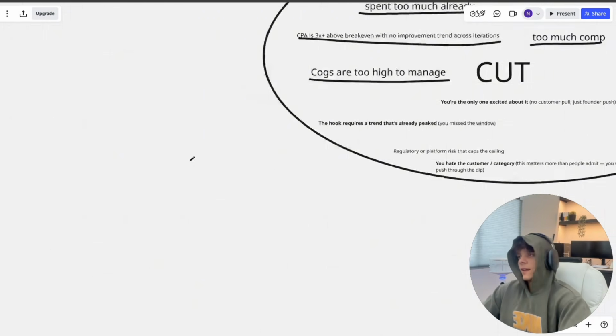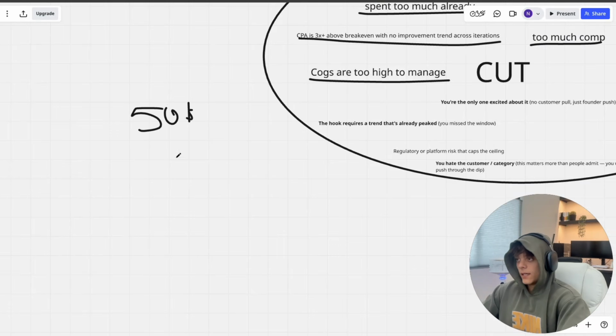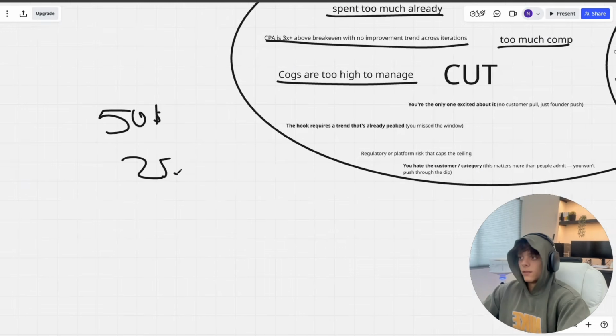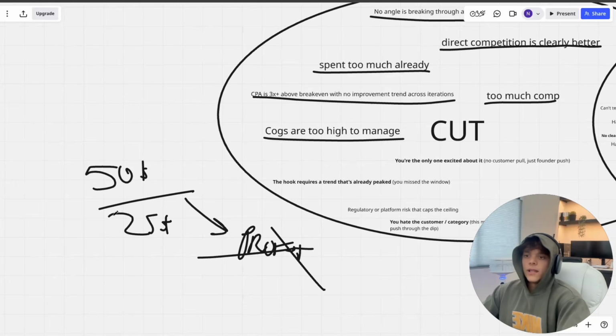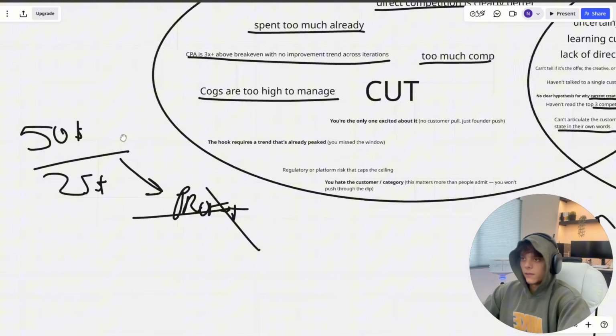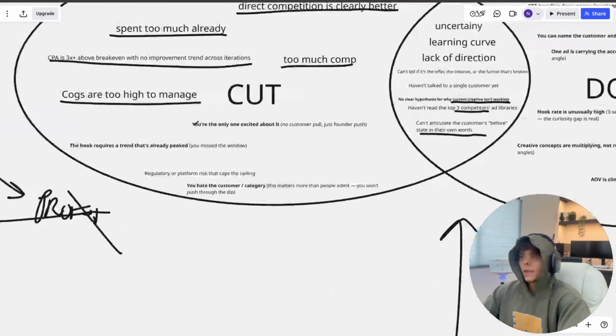Let's say you have a product that the perceived value of it is like $50, but it costs $25 to fulfill. That's just not economical. There's no room for you to make any profit, right? Forget about making any profit if you are paying $25 to fulfill and the product price is $50. It's just not going to work out.